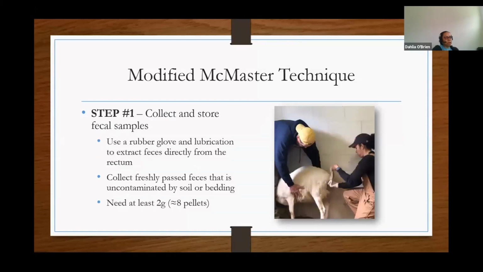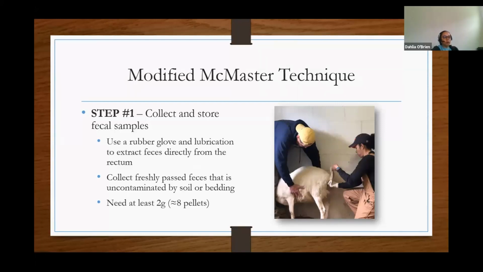with solution. So in the next couple of slides, we're going to go over the steps of doing a modified McMaster technique, and then we're going to look at a video going over the steps again. So that will help you to see a better visual. But step 1 would include collecting and storing the fecal sample.